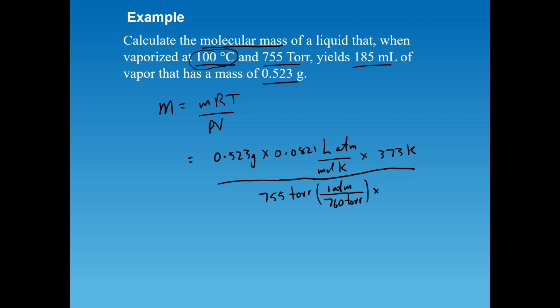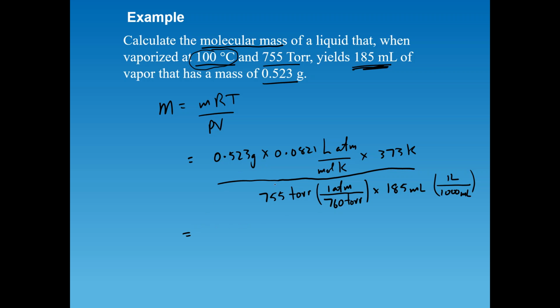Then we multiply that by the volume, and they gave us 185 mL as a volume, but we have to convert that to liters. So again, we have to multiply by the appropriate conversion factor, which in this case will have 1 liter above and 1,000 mL below. All right, and we work this out.